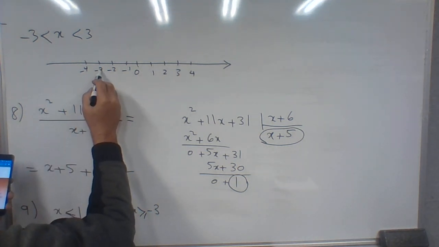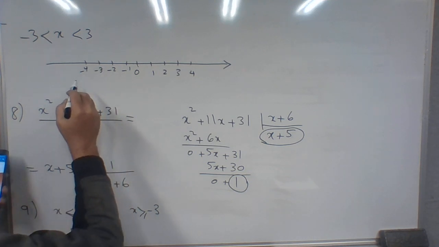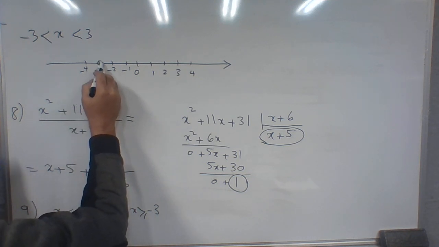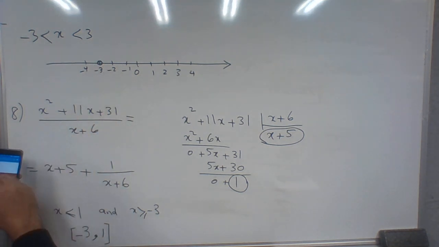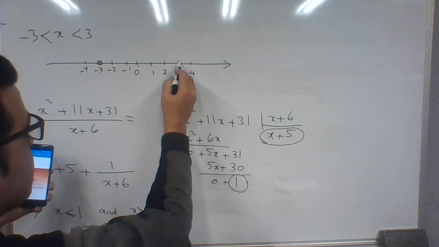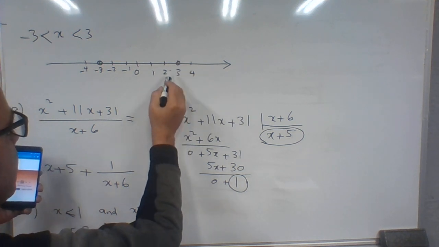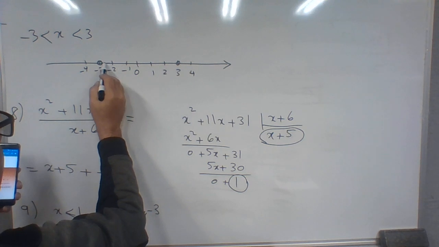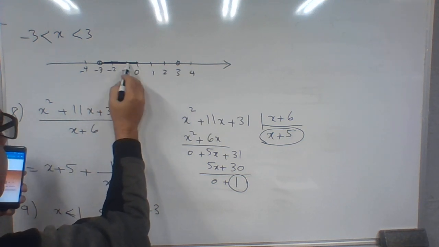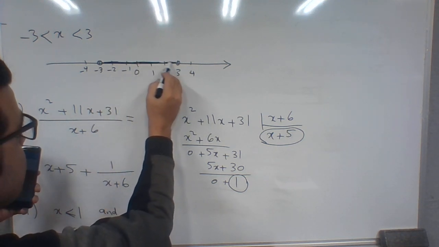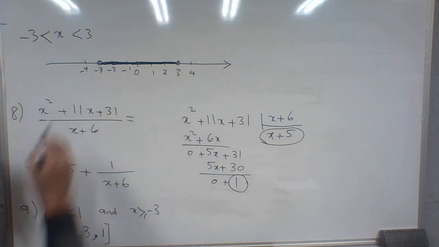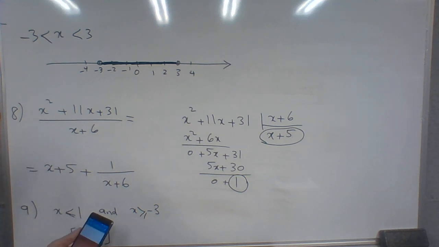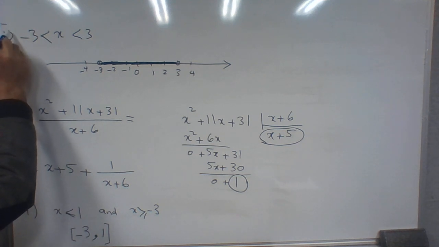This is negative 3. Since it cannot be equal, I put a hole here. It must be greater than that, so to the right. And then it must be less than 3. Since it is not equality, I put a hole. So everything between these two is the answer. So I highlight these. So this is the answer. Okay, that was problem number 10.